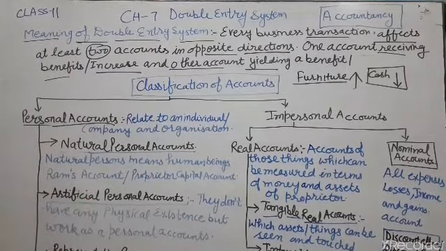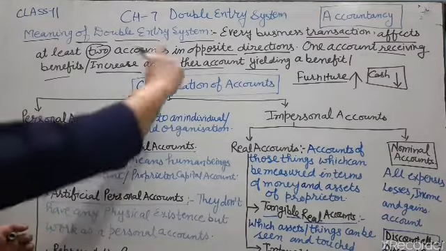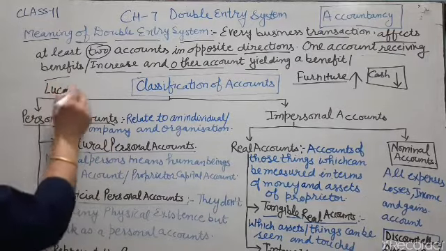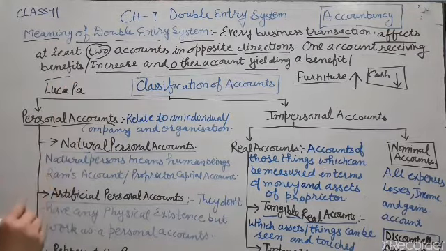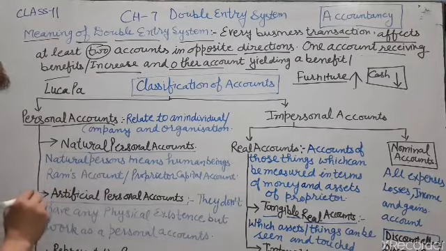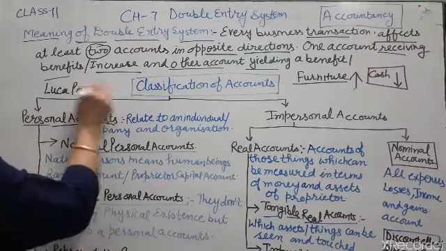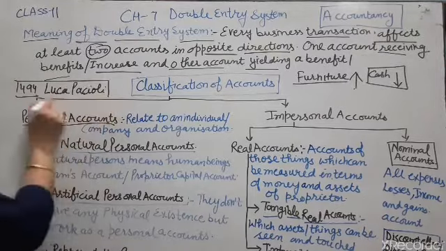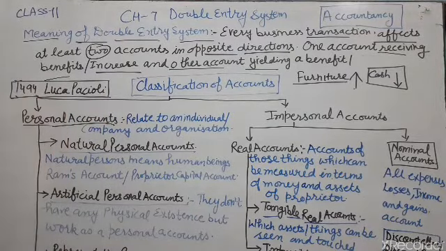First of all, a book on this double entry system was written by Luca Pacioli in 1494, and he is also called the father of accountancy. In 1494, Luca Pacioli wrote the book on the double entry system, and he is known as the father of accounting. So our next topic is classification of accounts.